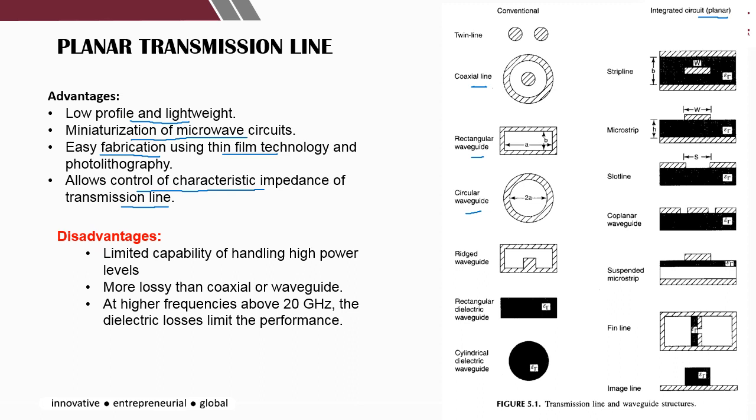However, the disadvantages of the planar transmission line are its limited capability of handling high power, and it is lossy compared to the conventional coaxial, rectangular or circular waveguide. At higher frequencies above 20 GHz, the dielectric losses increase, or are higher compared to lower frequency, so that it limits the overall performance of the system. Right, so we are about to discuss the microstrip line, strip line, and coplanar waveguide as examples of a planar transmission line.